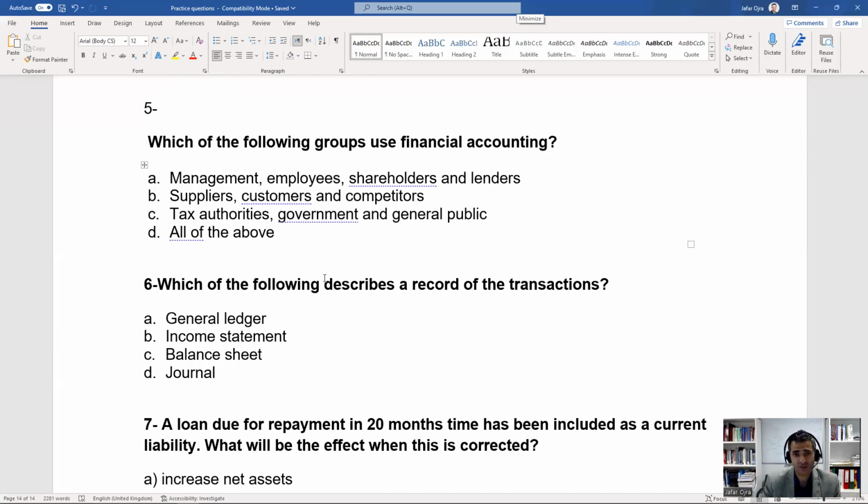Suppliers, customers, competitors, yes, of course they do. Competitors are interested to find out how their competitors are doing. Customers, of course, can be suppliers. Tax authorities, government, and general public, yes. So I'll answer all of the above. Financial accounting is all of the above. Everybody's interested to find out about financial accounting.